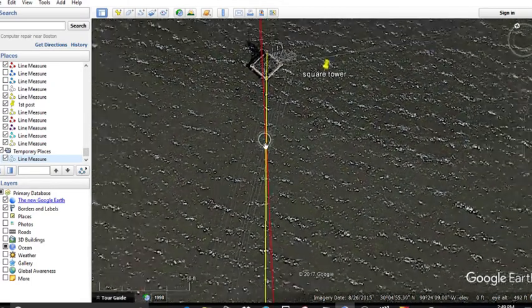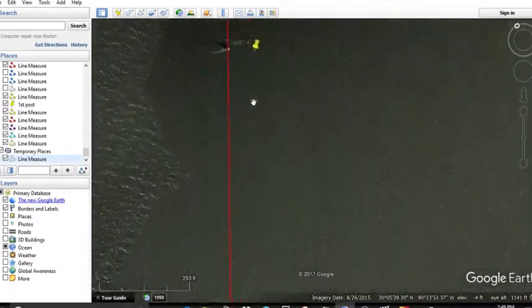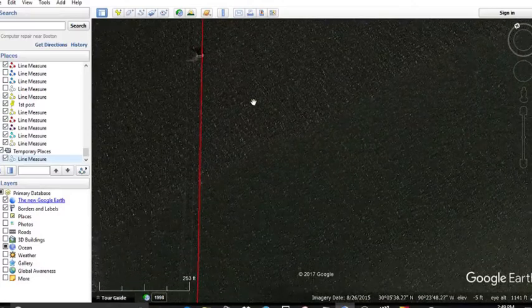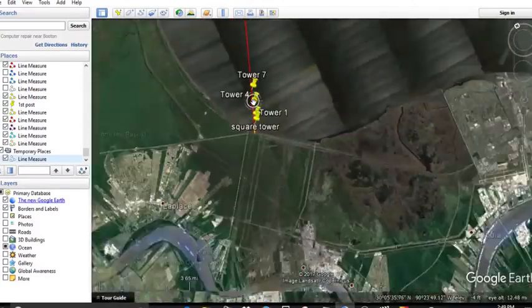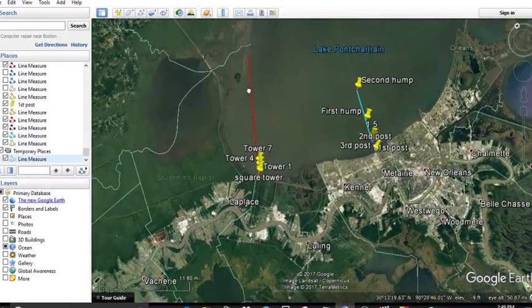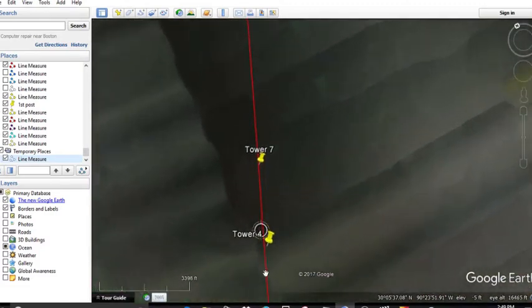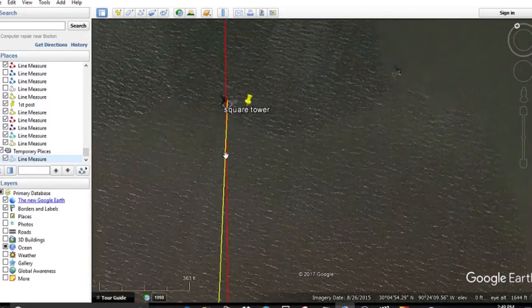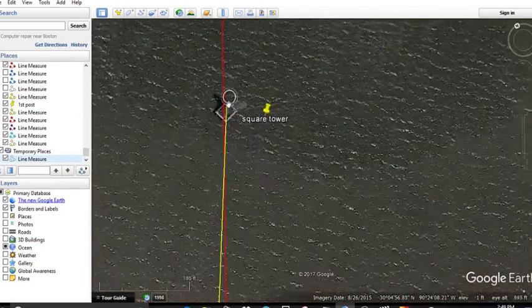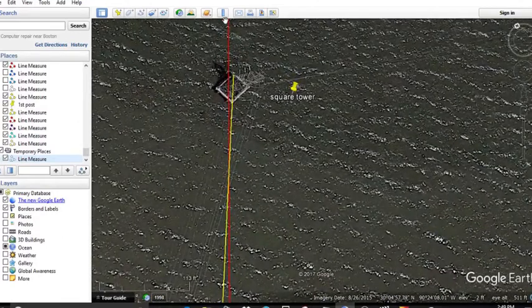All right, and these red lines go along all the towers. As you can see here, we're going along all the towers. That red line stretches out to the end of the lake. All right, so that's the line that goes along all the towers. And this yellow line is the line that goes along the vertical beams of the square tower. What we'll do is we'll measure this to show that it's about 3 degrees.